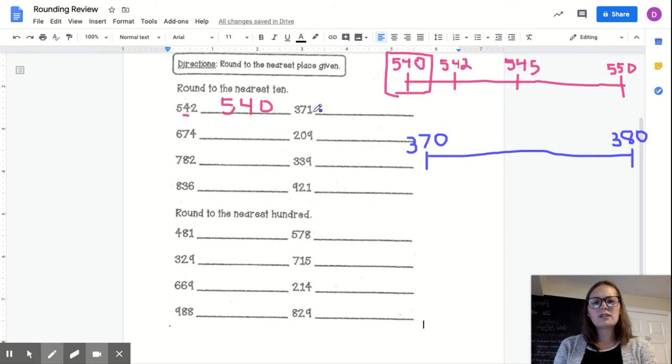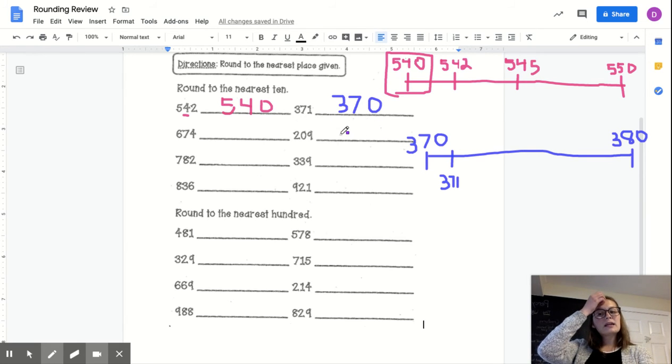Now, 371, I know, counting by ones, would come right after 370. So this time, I don't even have to put in the middle number. You could if it would help you, but you don't have to. I know that 371 is just one away from 370, so that has to be the closer number.